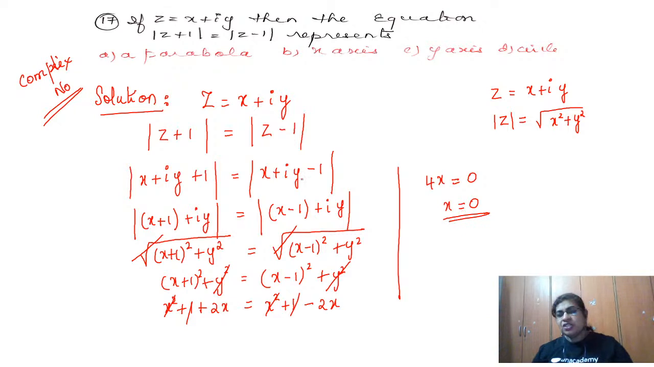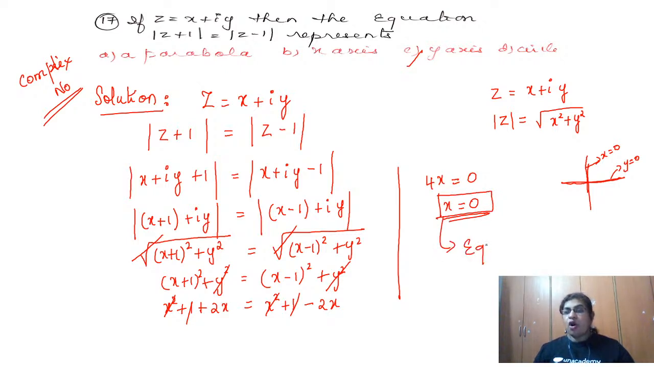Now for which equation do we say x is equal to 0? Which equation is this? Here x is equal to 0 is the equation of the y-axis. Suppose we have the x-axis and the y-axis. If I ask you what is the equation of the x-axis, immediately you will tell me y is equal to 0. And if the equation of the y-axis is asked, immediately you will tell me x is equal to 0. So this x is equal to 0 is the equation of the y-axis. Therefore, option C is the right one.